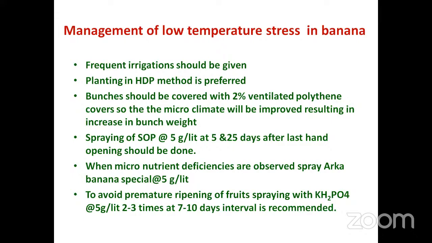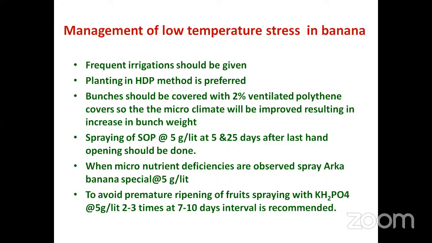As we discussed, micronutrient deficiencies are very common during the winter months. To mitigate this, spraying with Arka Banana Special or any micronutrient mixture has to be done at the rate of 5 grams per liter.